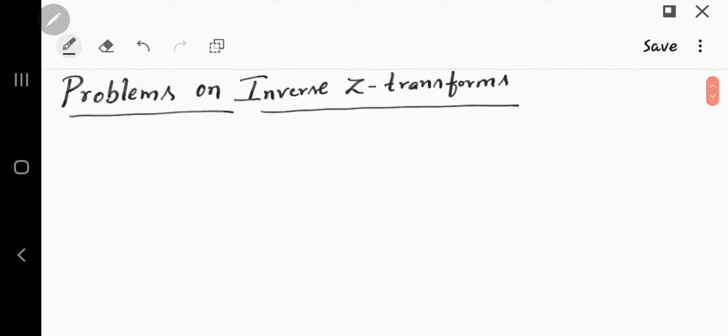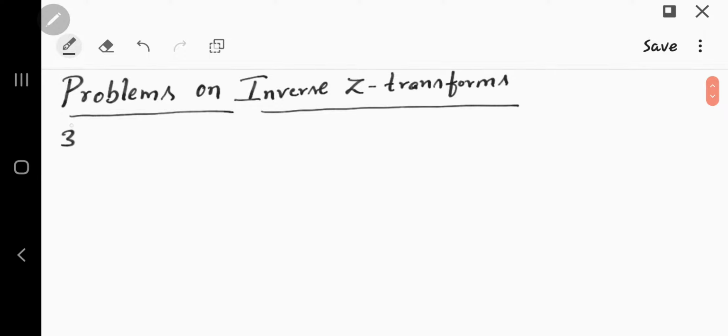Hello students. In the previous video we discussed inverse transforms, and in that we have two methods: partial fraction expansion and power series expansion. We took some examples on partial fraction expansion. In this video we'll continue further.